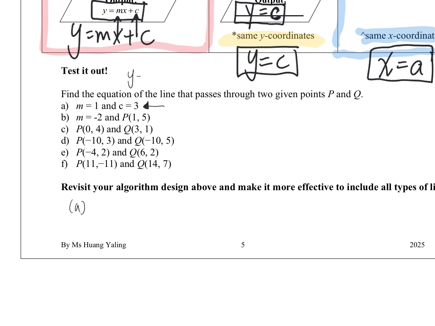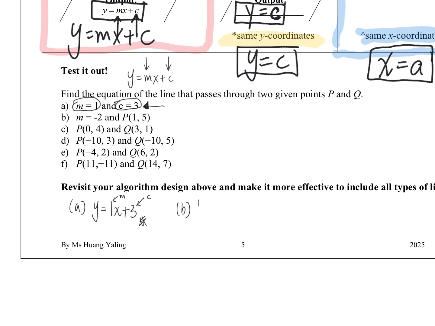Y equals to mx plus c. I have m, I have c. Put in the m, put in the c here. What do you get? Y equals to what plus what plus what? 1x plus 3. Because the gradient is 1, the y-intercept is C. So this is just the equation of the first line. Okay, let's look at B.